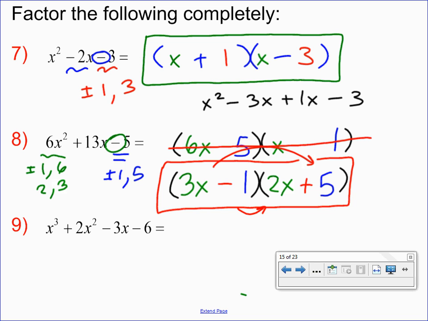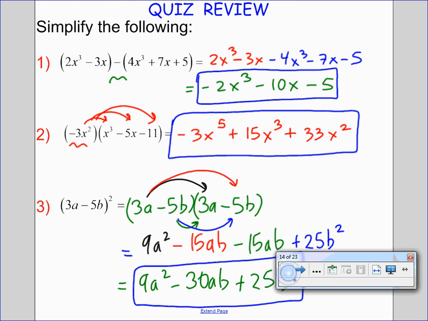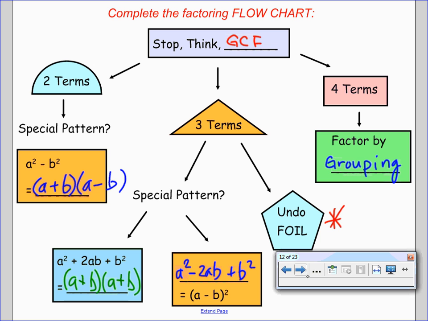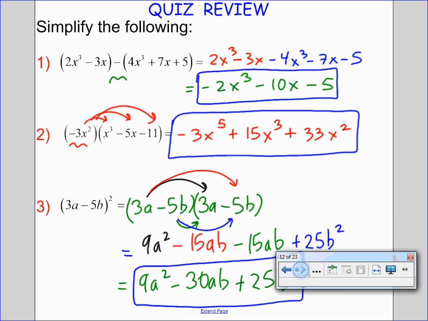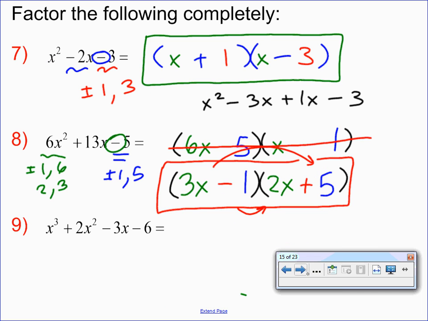I love math. What's the strategy that we use to tackle a 4-term polynomial factorization? Eric? A special pattern with 4? Grouping, right? If we have 4 terms, then it might be a candidate for factoring by grouping, if I can divide it into 2 groups of 2, each of which share a greatest common factor. So let's consider the first 2 terms, x cubed and 2x squared. Do they contain a GCF?